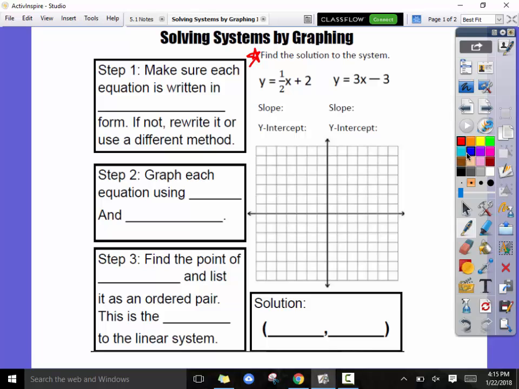So here's the problem. It says find the solution to the system. You have two equations: y equals 1/2 x plus 2, and y equals 3x minus 3. Step 1 says make sure each equation is written in y equals mx plus b form. If not, rewrite it or use a different method, and we'll learn different methods later that will be easier than rewriting it. When we look at both of these equations, y equals 1/2 x plus 2 is in the right form, and y equals 3x minus 3 is also in the right form.